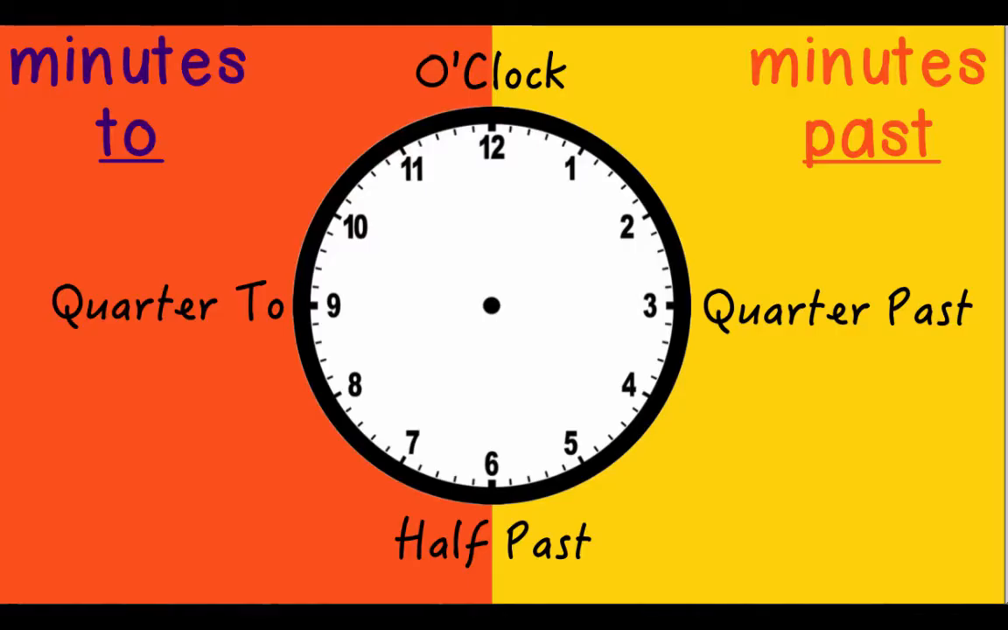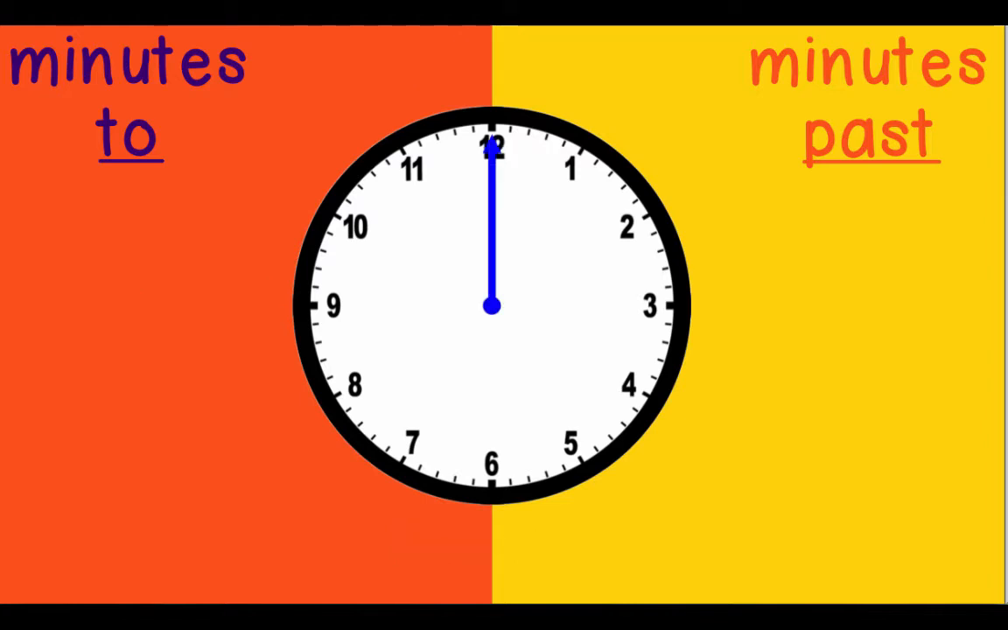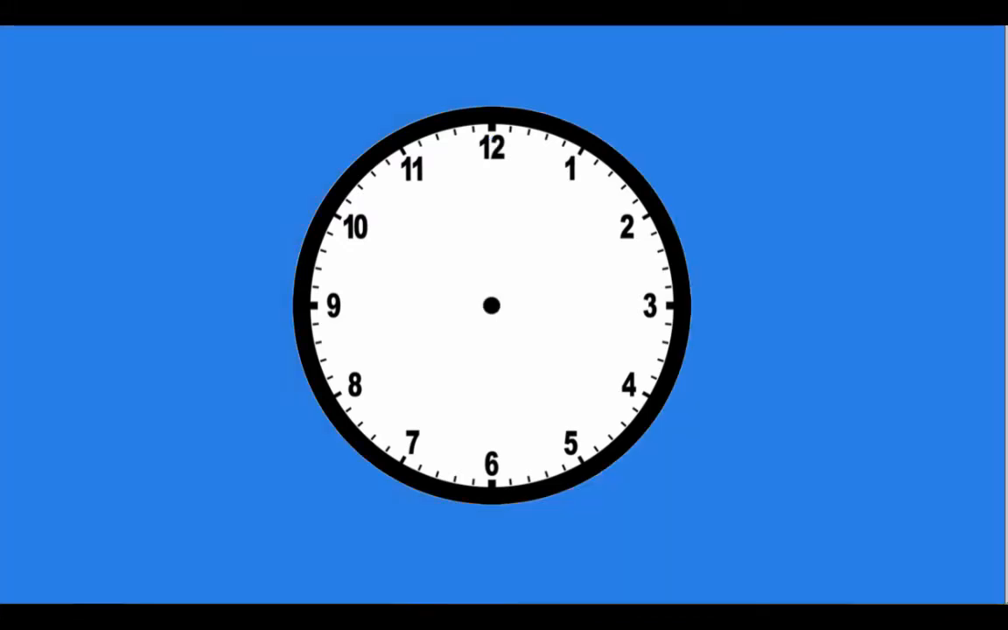In the last video we reviewed the two sides of our clock, the minutes past and the minutes to side, as well as looking at the four main points around our clock: o'clock, half past, quarter past and quarter to. This time we're going to focus on how we tell the time in 5-minute intervals, looking at the minutes past an hour or the minutes to an hour.